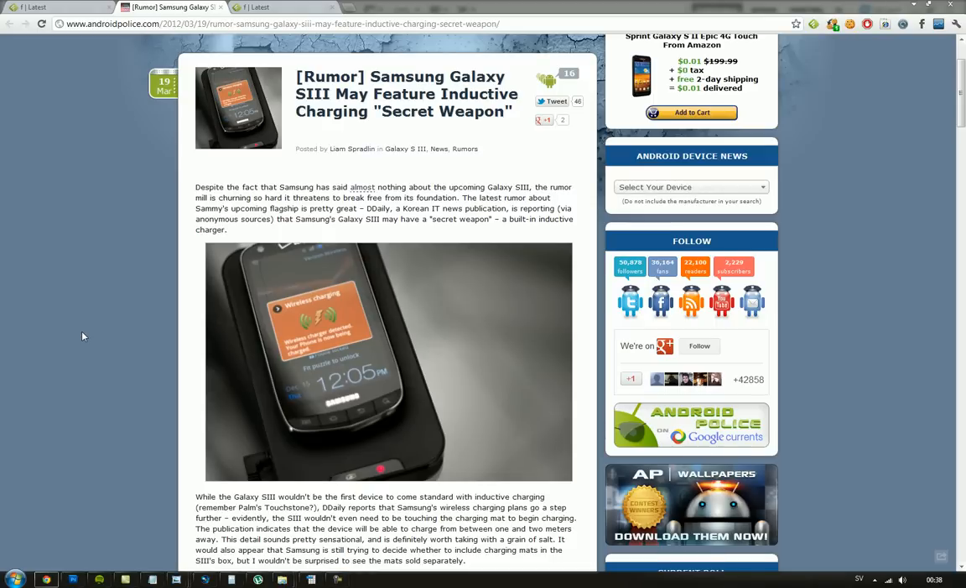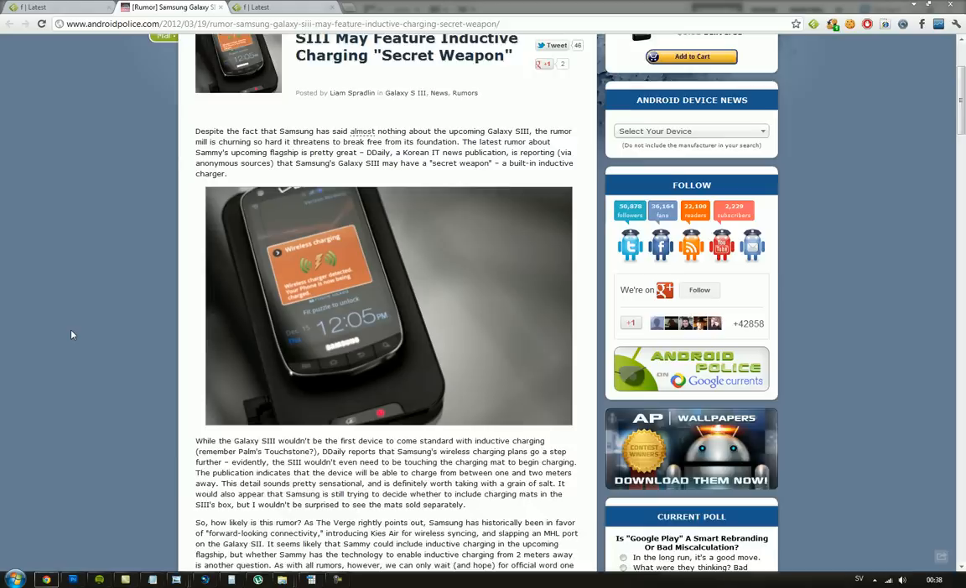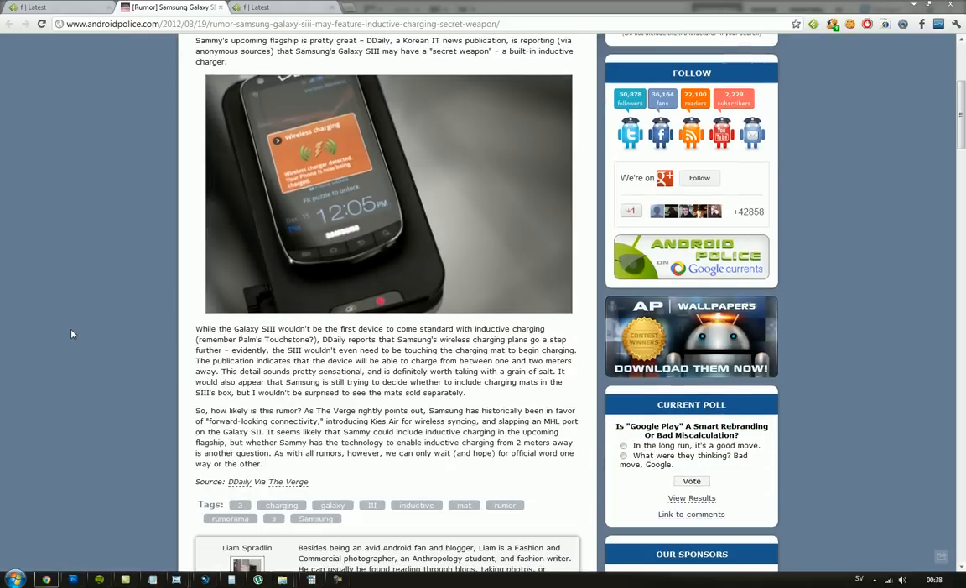Hey guys, we are hearing some interesting things here from a Korean website that has been a pretty good source before, and they have some pretty interesting stuff coming up. They are called D-Daily, and they're basically saying that Samsung, on their upcoming Galaxy S2 successor, the Galaxy S3, could have a secret weapon against other high-end smartphones of 2012, and that is going to be wireless charging.